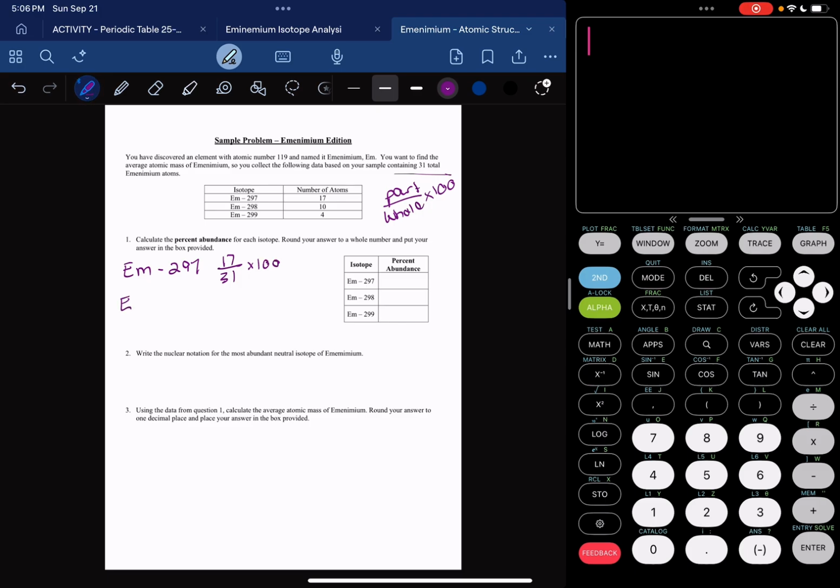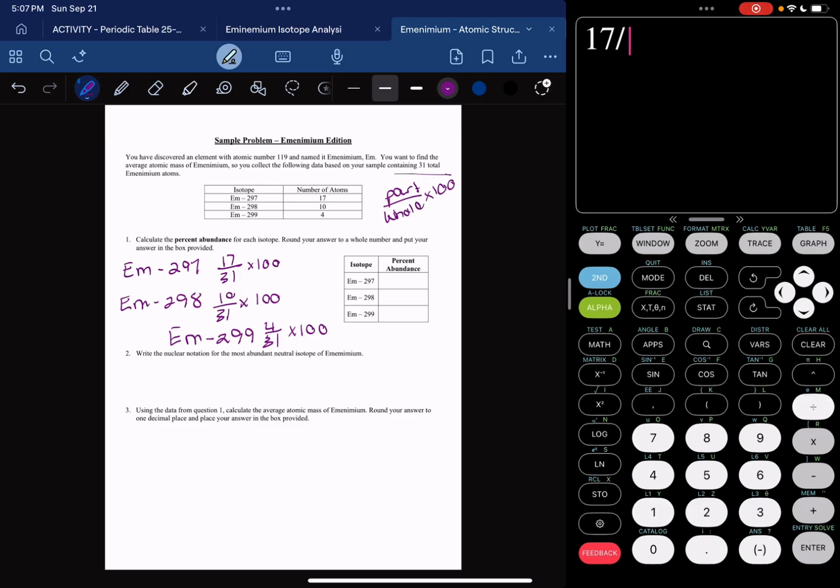The next one is 10 divided by 31 times 100. That is our calculation for that one. And this one will be MnM 299. And that one was 4 divided by 31 times 100. All right, so we'll go ahead and just do these.